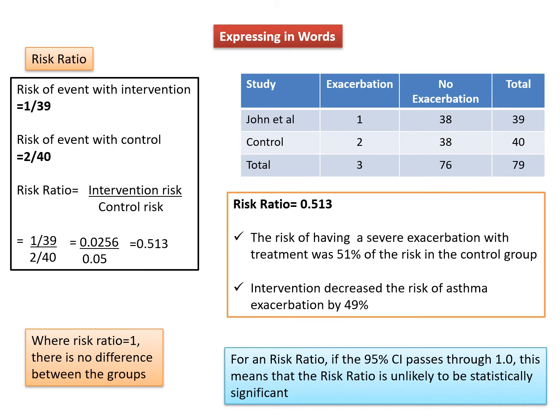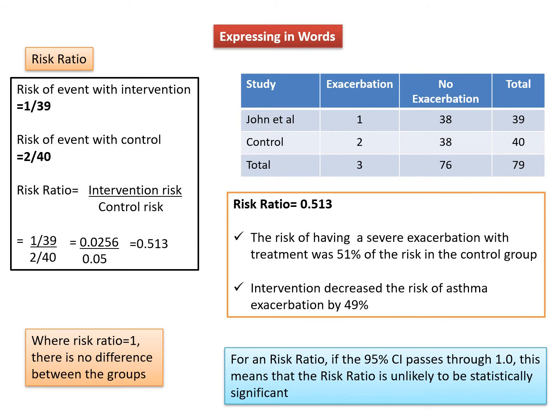Let's now move on to talking about risk ratio. In this example, we are analysing the impact of an intervention on the number of patients presenting with exacerbation of asthma. So the risk of the event with intervention is 1 out of 39. The risk of the event with control is 2 out of 40. The risk ratio is the intervention risk divided by control risk, which is 0.513.